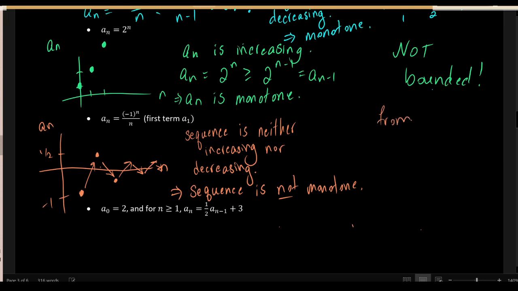So from the graph, all the terms of the sequence seem to be bounded between -1 at their lowermost, and at the highest they reach 1/2. Because all the terms in the sequence are trapped between these two extremes, they're squeezed between these two output levels, the sequence is bounded.